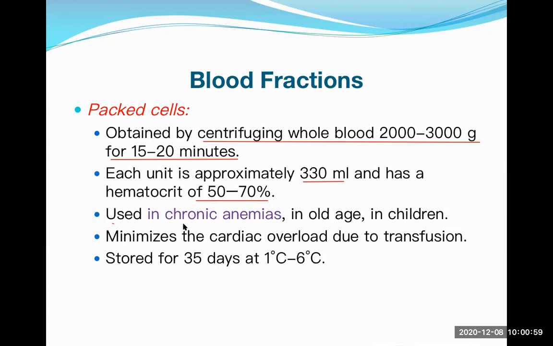It is used in chronic anemia, which we already talked about, in old age, and in children also, with a proper indication, because their heart may not function properly. And if we give too much fluid along with the RBC, probably the heart cannot handle it. In children, especially in malnourished children, we again go for packed cells. Now, what is the reason? Here is the answer: to minimize the cardiac overload due to transfusion, you go for packed cell transfusion.